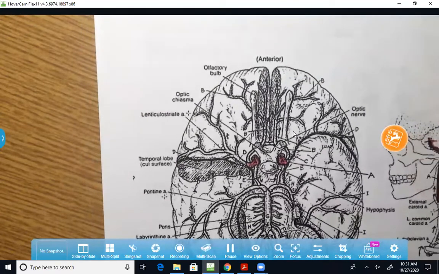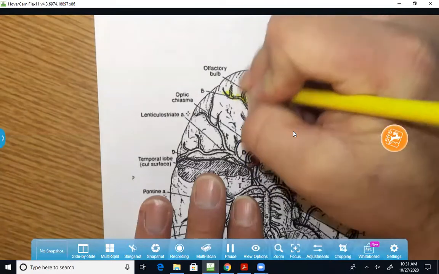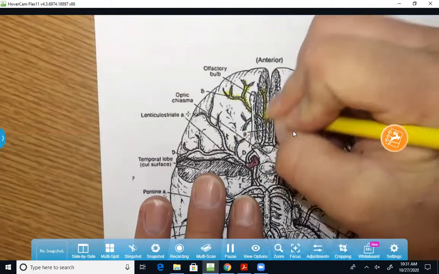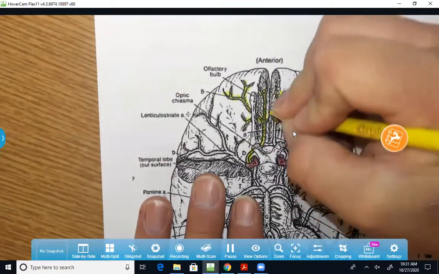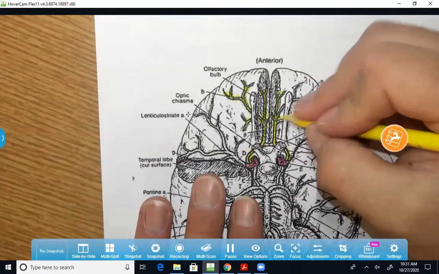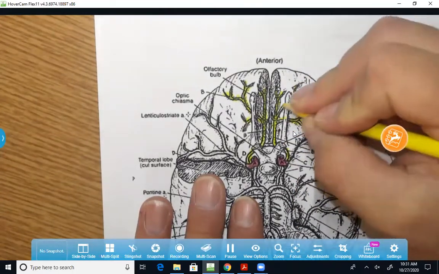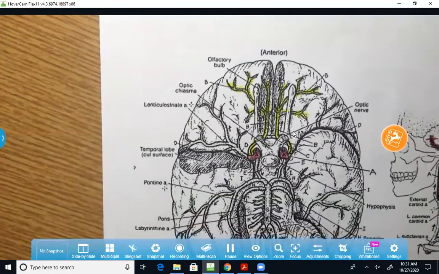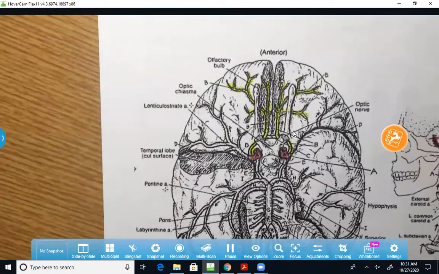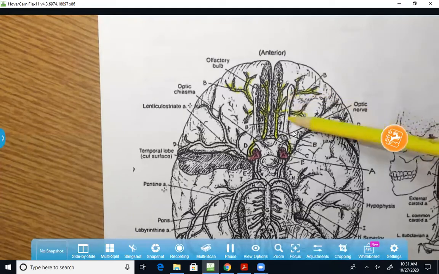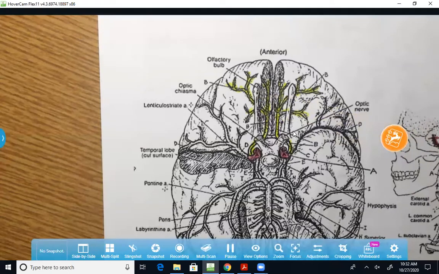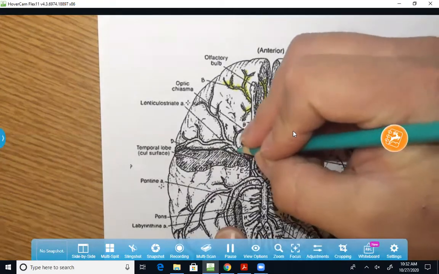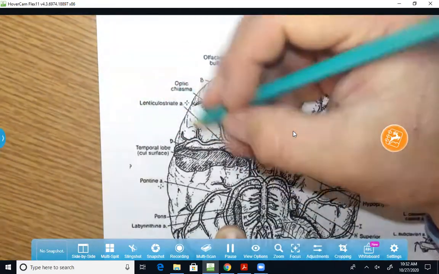Hopefully pretty common sense where your anterior cerebrals are going to be and where your middle cerebrals are. Anterior runs anterior, middle's in the middle. There's your anteriors in yellow, very intertwined with your olfactory bulb and olfactory cranial nerve number 1. Middle cerebral here is letter D.